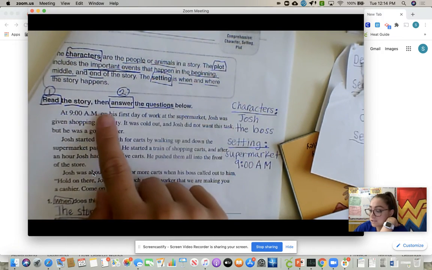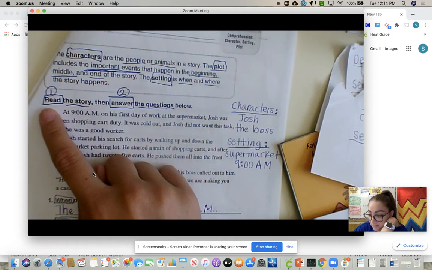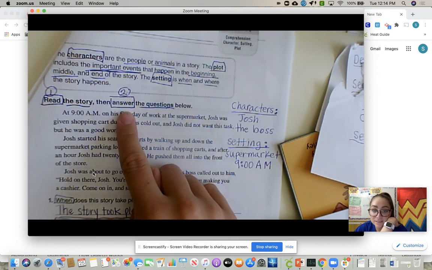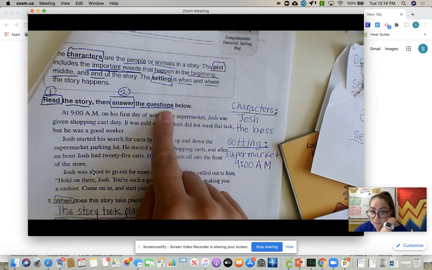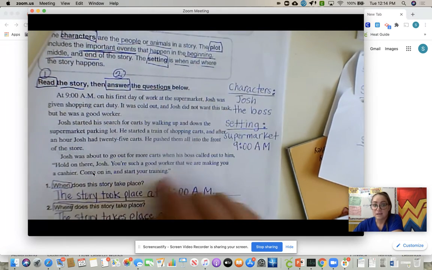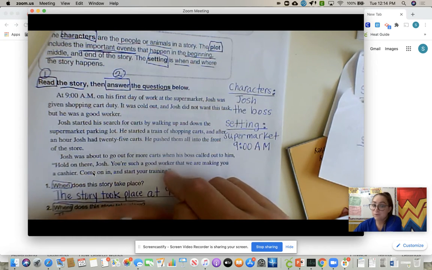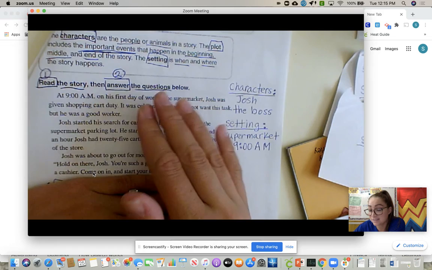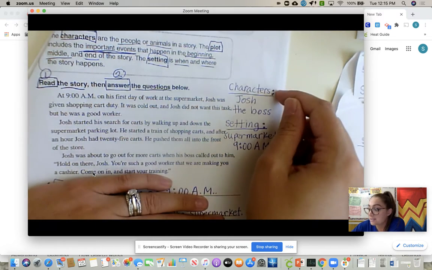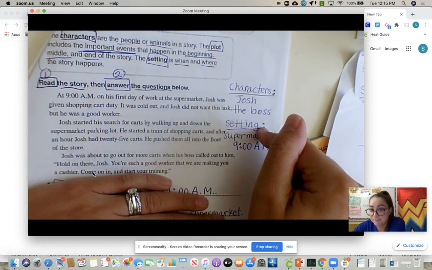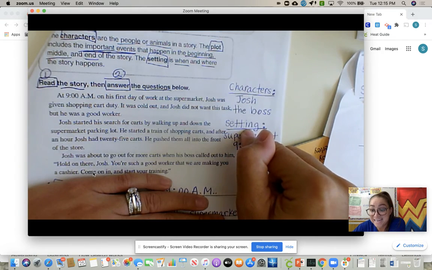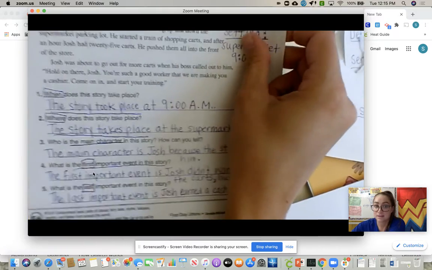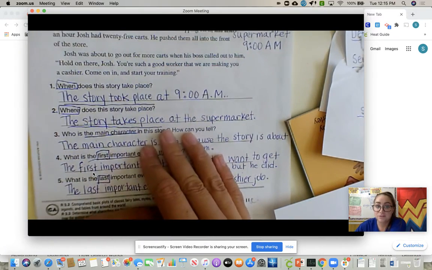Our directions: read the story, then answer the question below. We boxed the first verb and labeled it 1 because we are going to read the story. Number 2, it's asking us to answer. So we're going to answer the questions. So we read the story, and before the questions, what I want them to always do, at least in the beginning, because the text is going to get longer and longer, is on the side, write characters and setting, and list the characters, at least the main characters, and the setting.